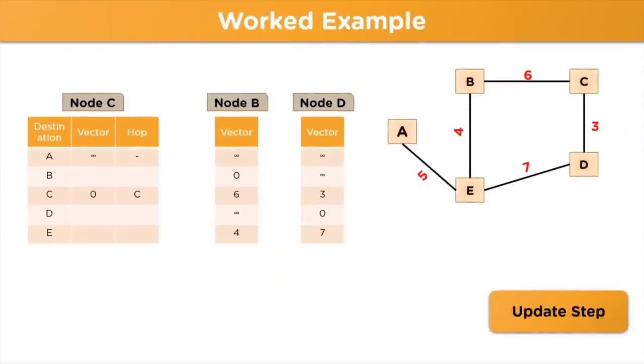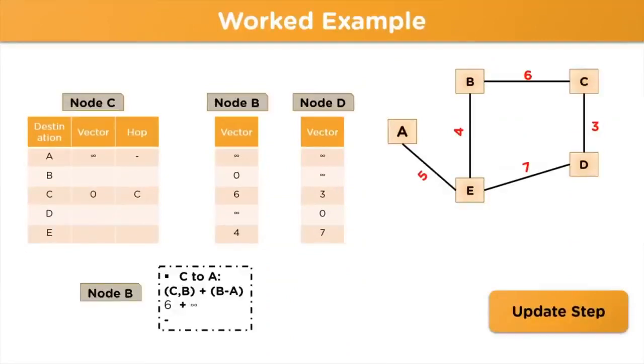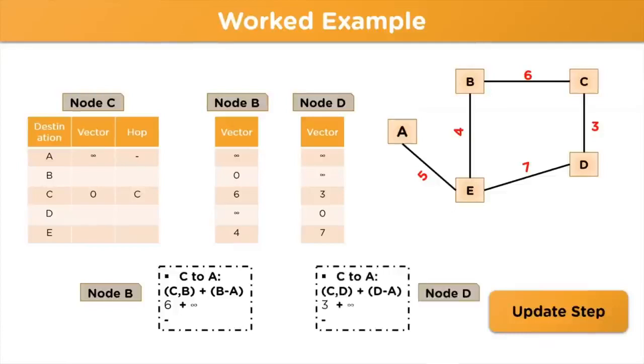In case of node B, we have C to A, that would be C comma B, that is a direct connection, plus distance required from B to A. According to the network model, we have C comma B as 6, plus B to A does not have any connection, that is infinity, so the value would be null. Then we have node D. In this case, we have C comma D, that is a direct connection, 3 plus D to A, that is again infinity, as it is not linked directly to node A.